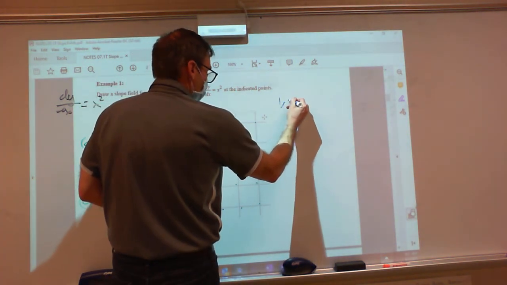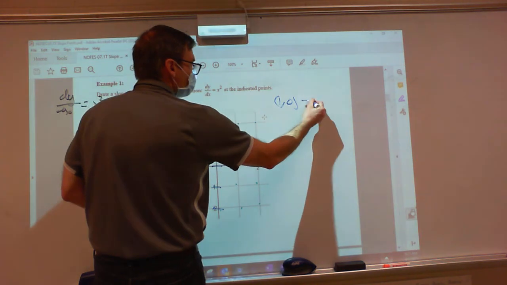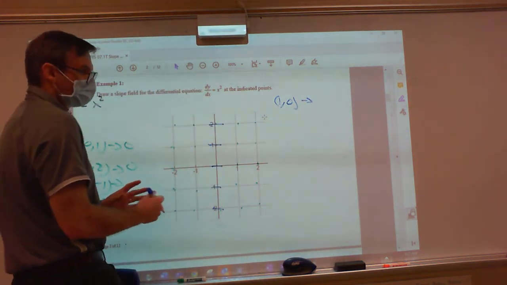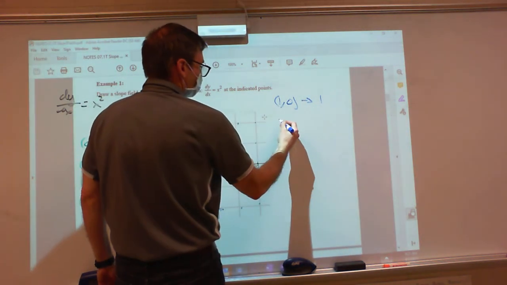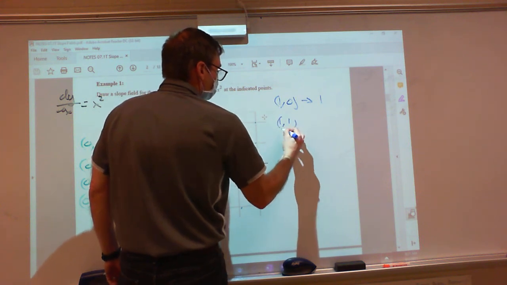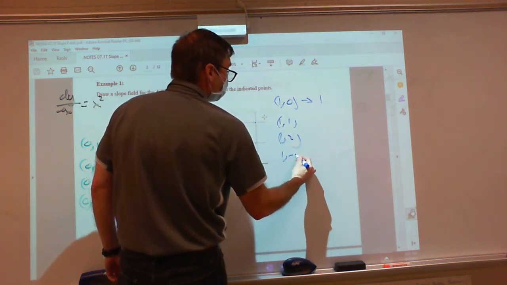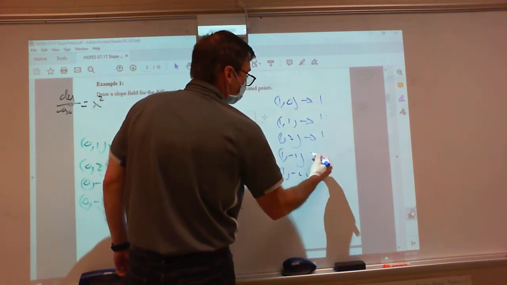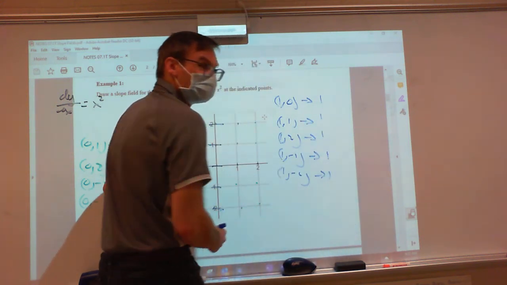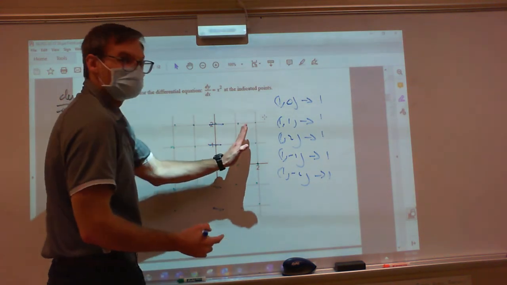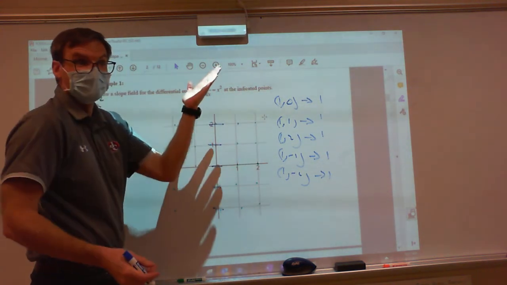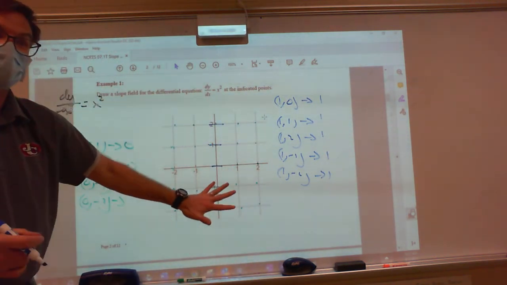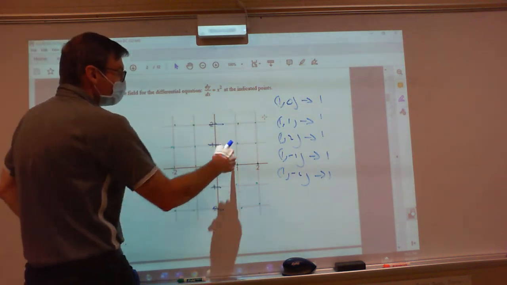What if I do 1, 0? What's my slope going to be? 1. 1, right? And if I put 1, 1, 1, 2, 1, negative 1, 1, negative 2, can we see these are all going to give me 1? So it doesn't depend on the y value. Yeah, because there's no y there. Don't worry, I have more examples that have a y, but this is the first example, so we good.